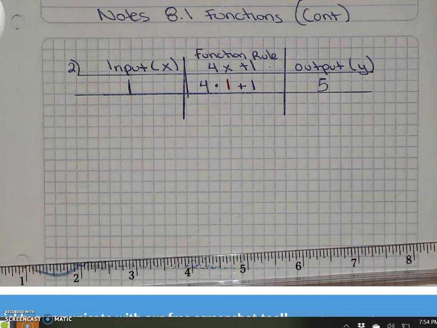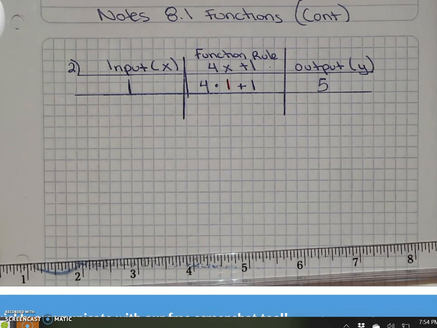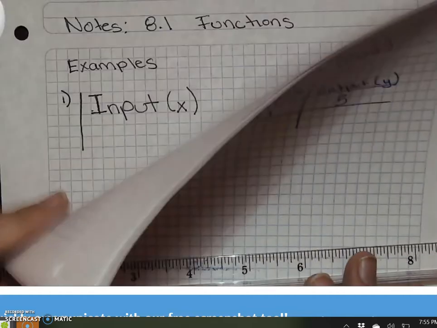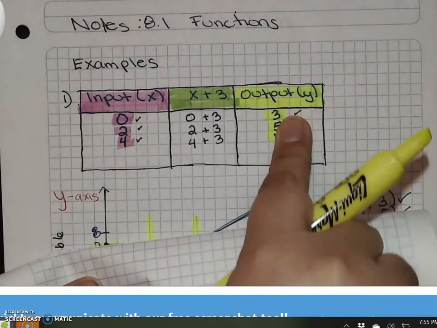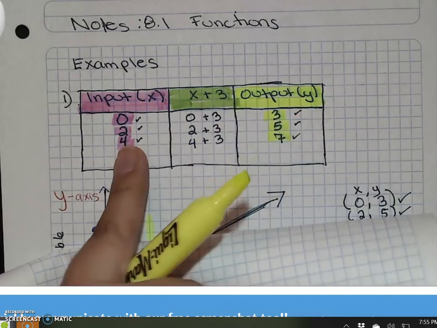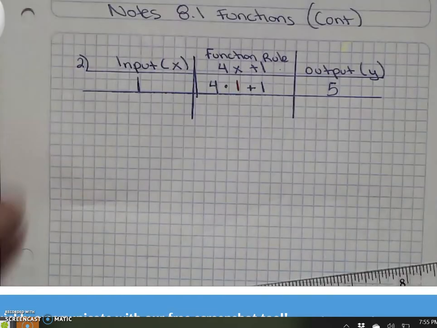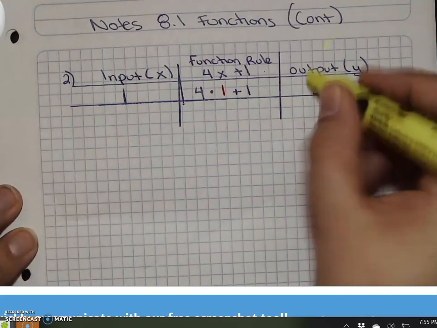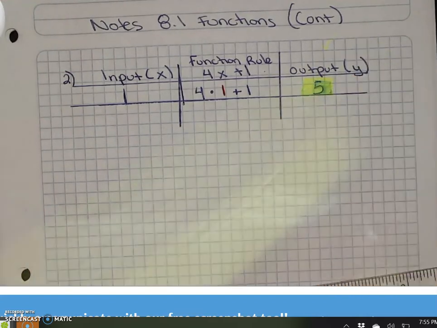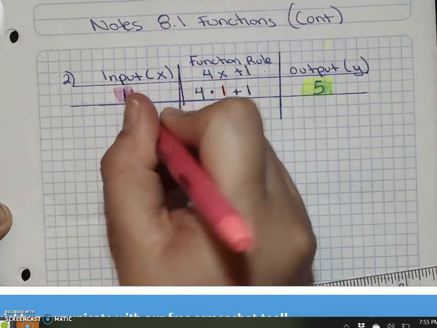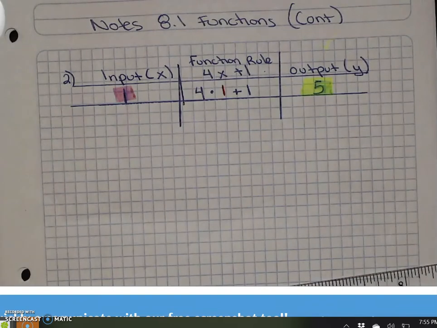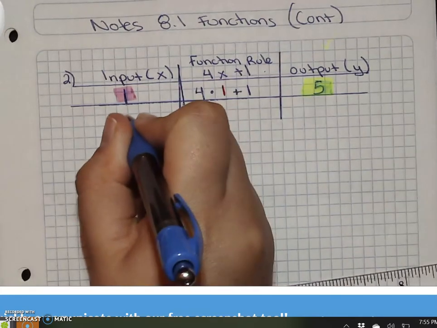So if we remember from my last notes, let me get my notes so we could remember right here. Everything that we get for y, we're going to put in yellow, and everything we get for x, we're going to put in peach. So I'm going to get my yellow highlighter because I know that's going to be yellow, and this is going to be pink. Okay, so now I need another input. I'm going to put number 2.